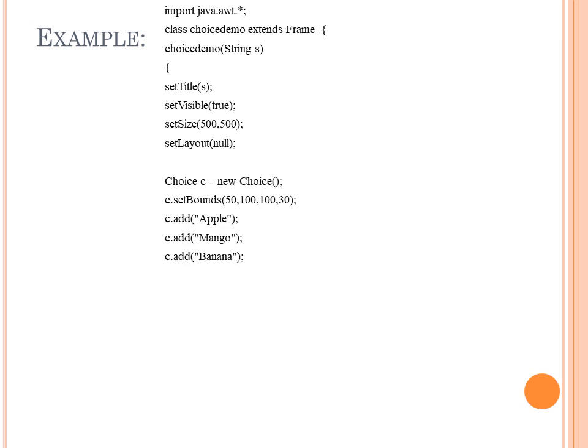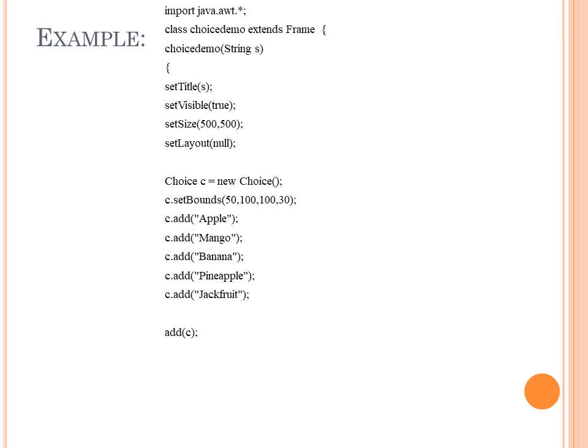Then since we are going to mention the various fruits over here, so to mention them we have to write it as c dot add. Why? Because we are going to add these labels inside your choice. So we are writing c dot add inside the bracket apple, c dot add mango, c dot add banana, c dot add pineapple, c dot add jackfruit. Now all these five labels will be added to your choice since you have written c dot add.